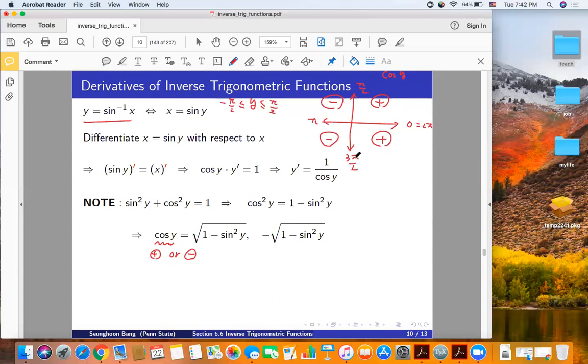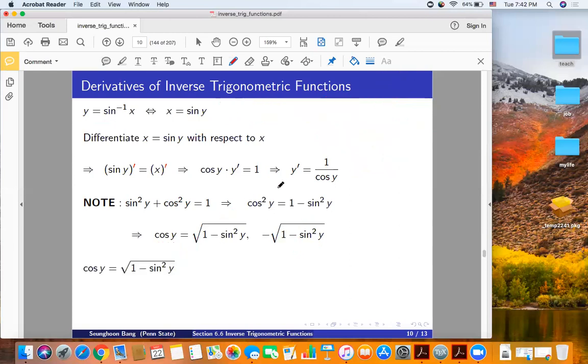So let me see. 3 pi over 2 is exactly the same as minus pi over 2. What is the range of y? The range of y is minus pi over 2 to pi over 2. Exactly, positive and positive. This is always positive. What does it mean? You have to ignore the negative and choose the positive one. So we have cosine of y is the square root of 1 minus sine squared of y. We go to this original one again. Y prime equals 1 over cosine of y.